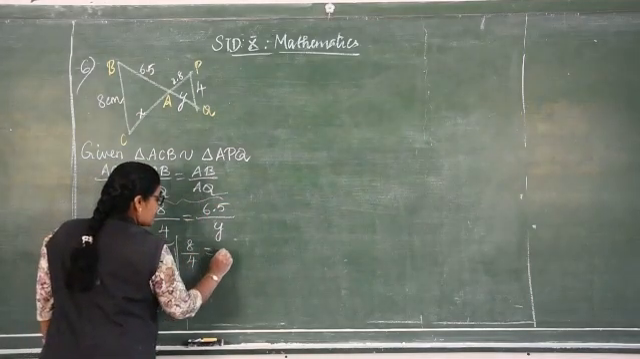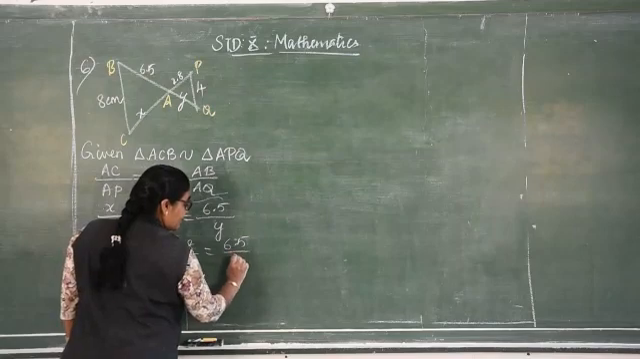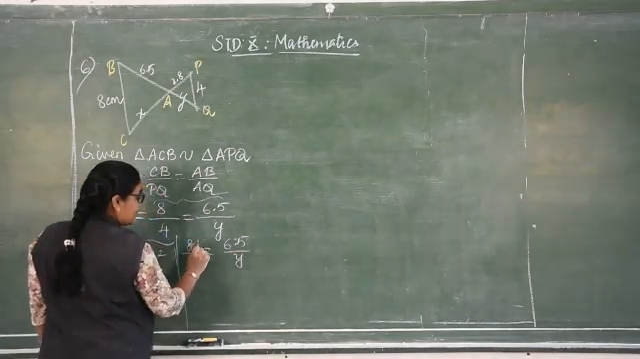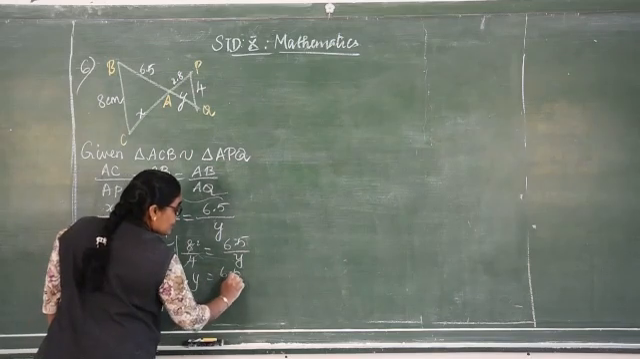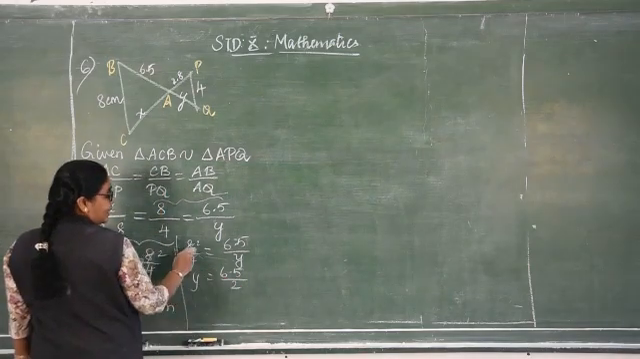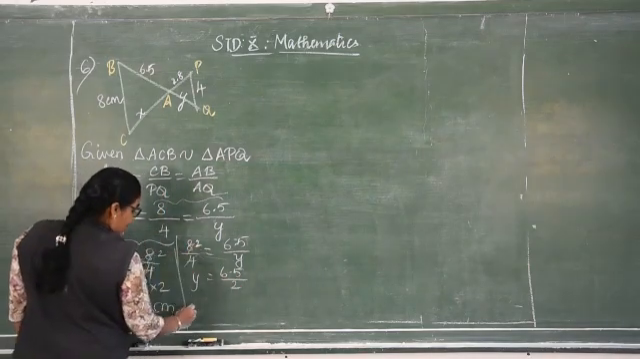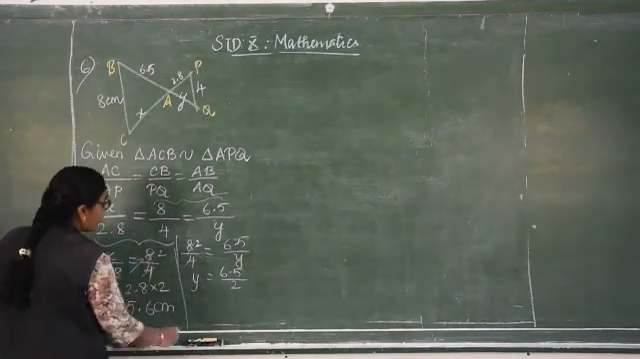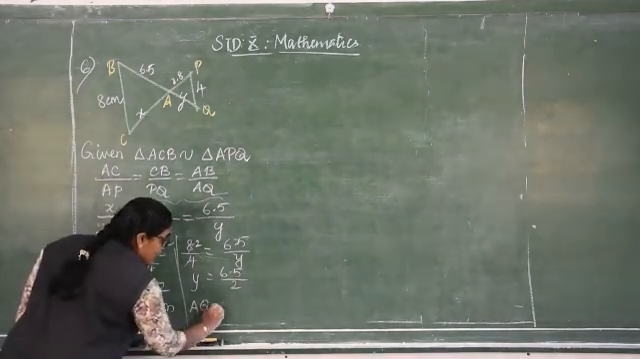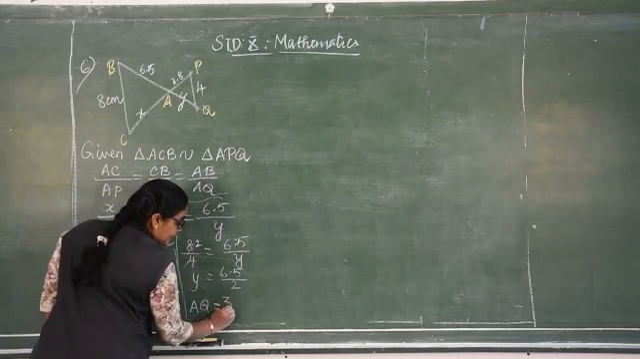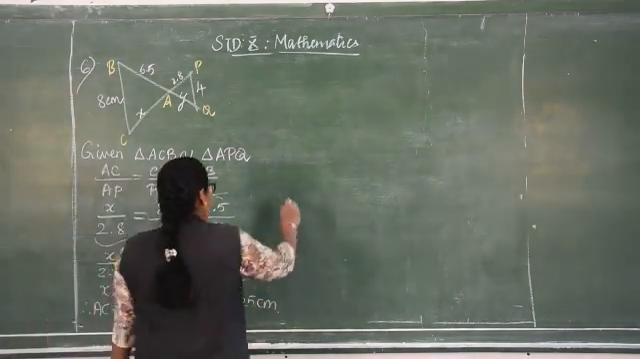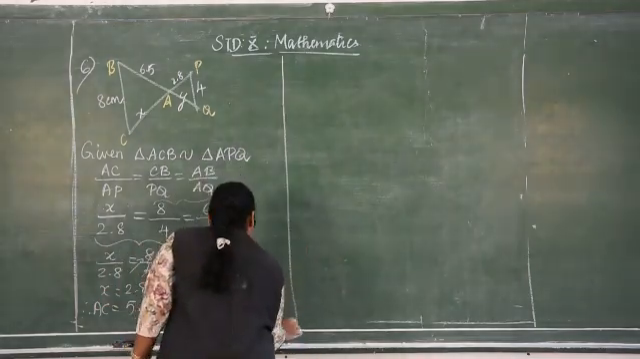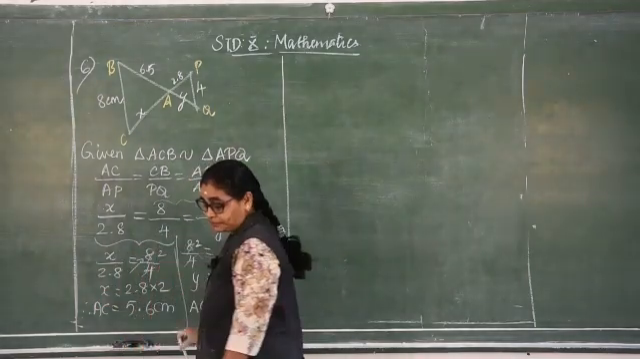Then when you compare these two, what will you get? 8 by 4 is equal to 6.5 by Y. Cancel these two. Bring Y onto this side. Y is equal to 6.5 divided by 2. This 2 comes down. So Y is nothing but your AQ. So AQ is equal to 3.25 centimeter. That's all. So we have completed your 6th question.